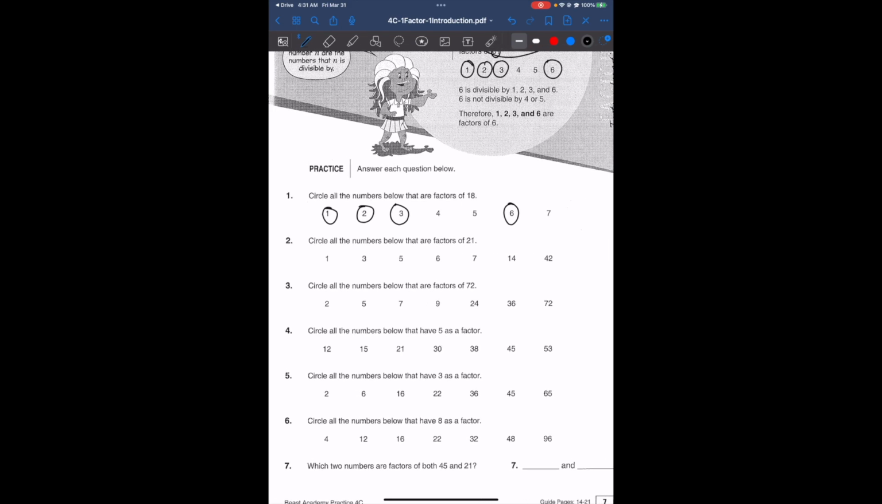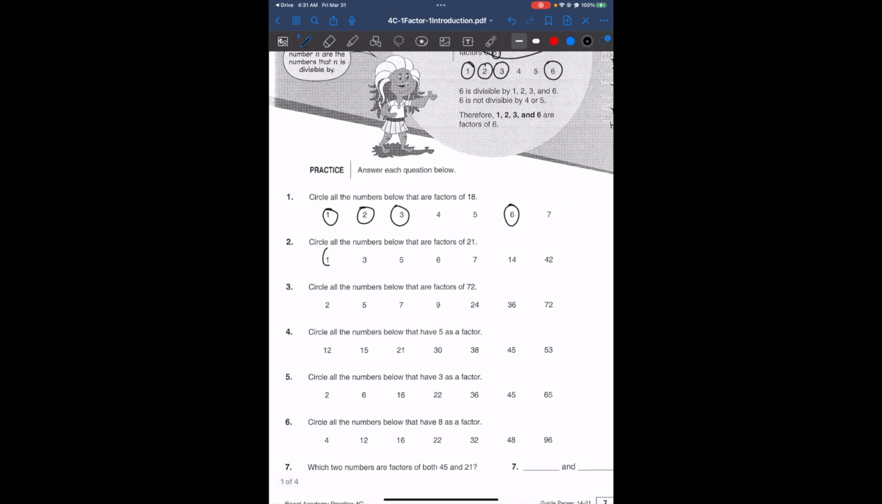Circle all numbers below that are factors of 21. 1 is a factor, 21 is divisible by 3, and that gives us 7, so 7 is also a factor. 21 is not divisible by 5 or 6. 21 is not divisible by 14, and it's not divisible by 42. Now 42 is what we call a multiple of 21, but it's actually not a factor.